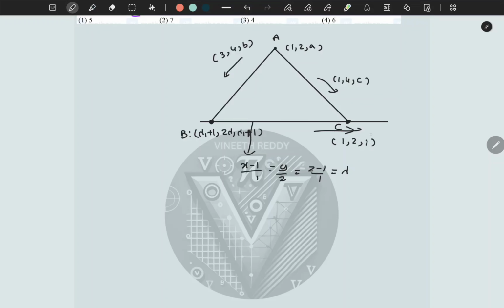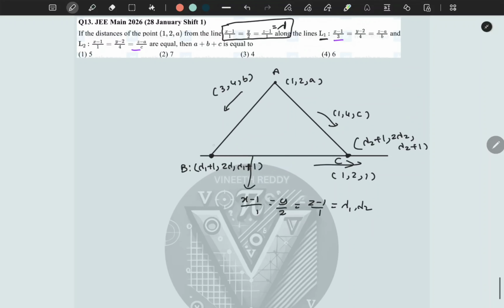You will understand. And C we will write it in terms of lambda 2, again the same thing. So it should be lambda 2 plus 1 comma 2 lambda 2 comma lambda 2 plus 1, right? I hope you understood this. We are equating this to lambda 1 first and then lambda 2 next. So we are writing B in terms of lambda 1, C in terms of lambda 2.